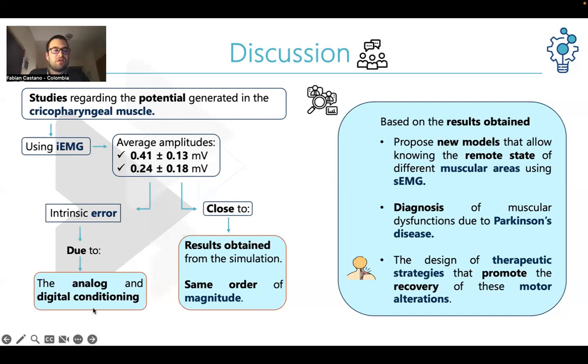Also, due to the analog conditioning, we can measure with certainty that the information that we obtain comes from the physiological process that we are interested in and not from external noise in the process.